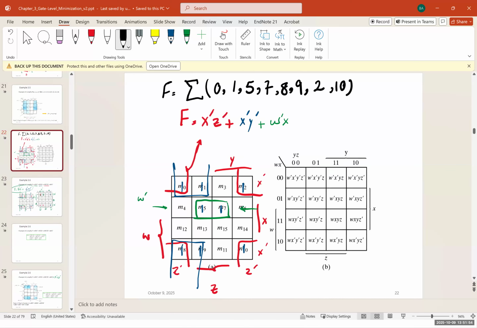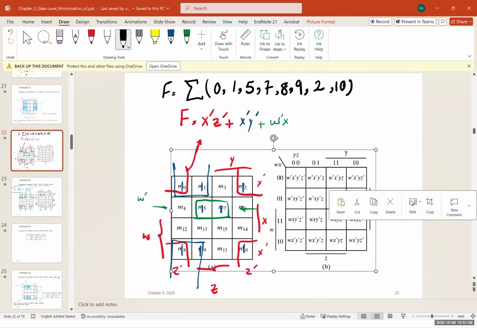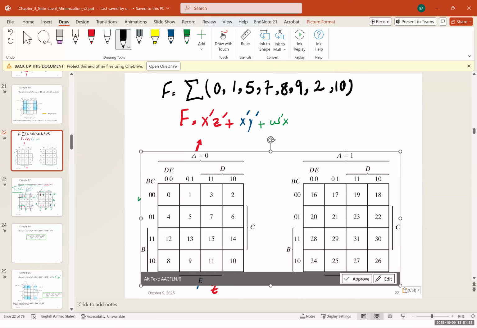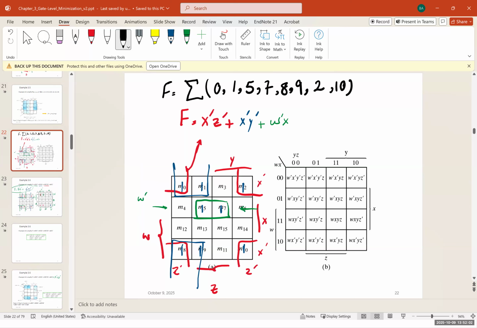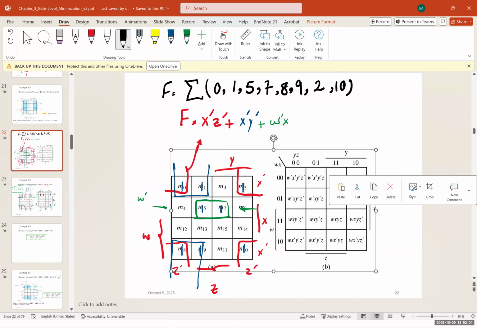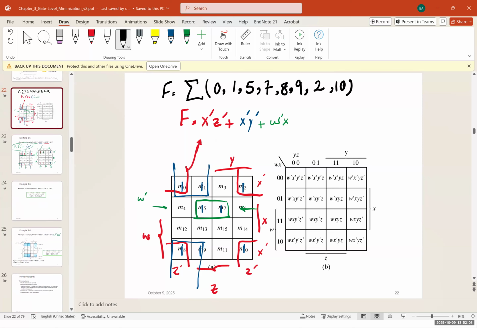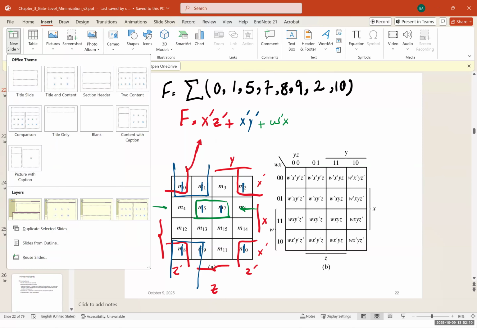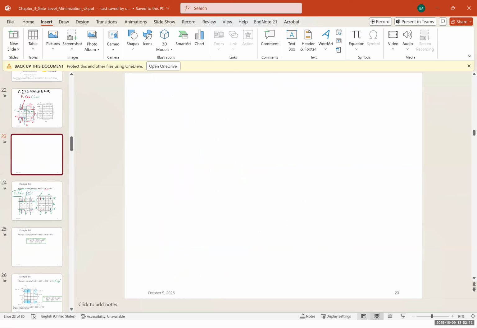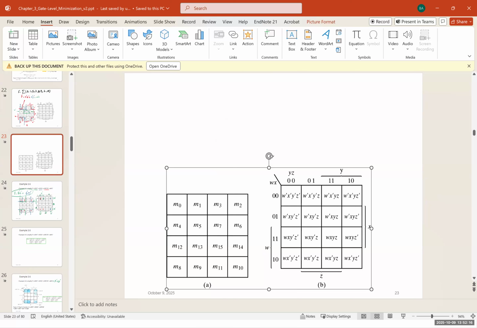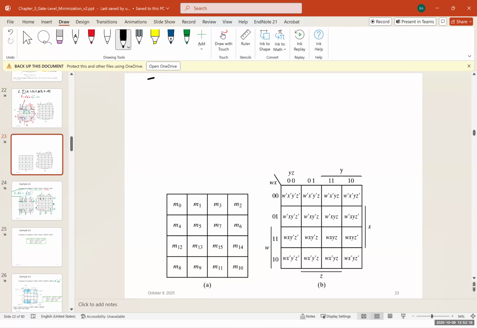Let me solve another one. Let me give you another example. You're most probably going to see a 4 variable map in your FE exam. So that's the reason I'm going to solve another one as well.